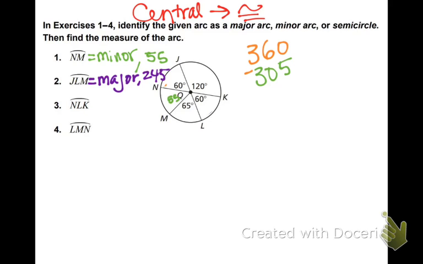All right, then we have NLK. Starting at N, we're going to go up around the circle or down around the circle? Down towards L, end at K. 55 plus 65 plus 60. Or you can know NK is the diameter, which makes this a semicircle. And how many degrees is a semicircle? 180.